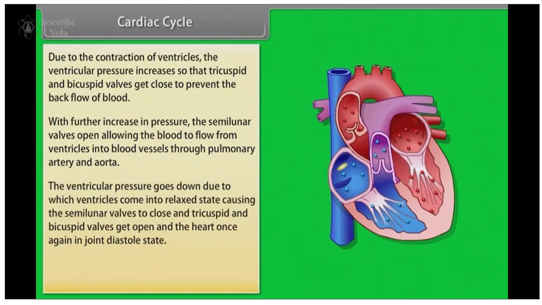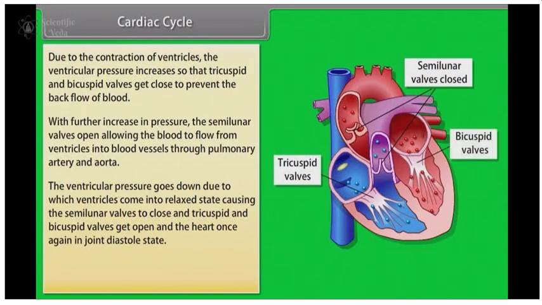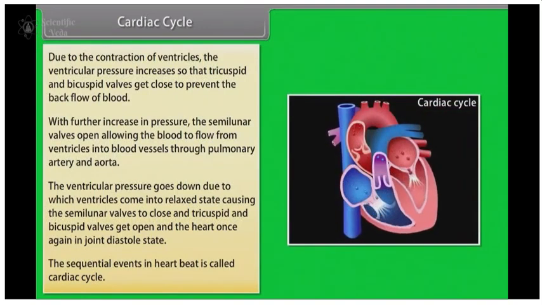The ventricular pressure goes down, due to which ventricles come into relaxed state, causing the semilunar valves to close and tricuspid and bicuspid valves to open, and the heart once again is in joint diastole state. The sequential events in heartbeat are called the cardiac cycle.